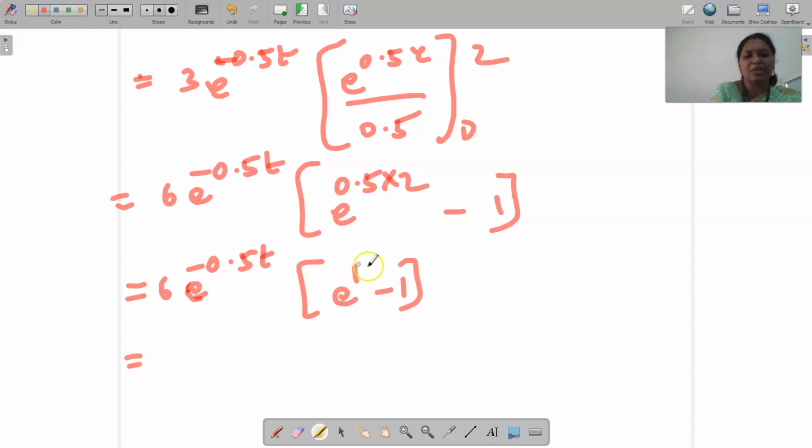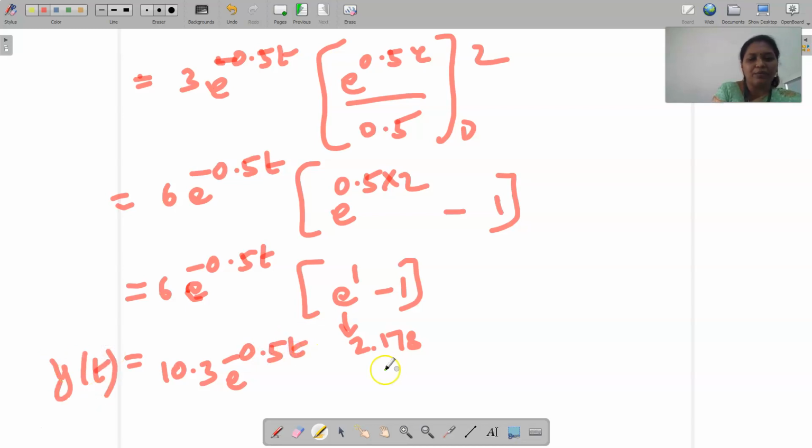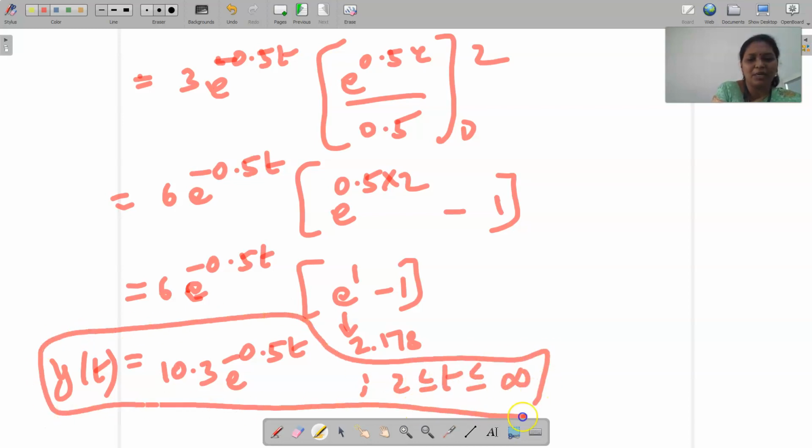Use your calculator and find out e power 1. Okay, e power 1 value is 2.718, and minus 1. So 2.718 minus 1 will be 1.718. 1.718 into 6, you will get 10.3 e power minus 0.5 t. So this is your final y of t for the case 2 to infinity. So use your calculator, find your e power 1 value minus 1, and then finally multiply that value by 6, you will get 10.3 into e power minus 0.5 t. This is the case for 2 to infinity.